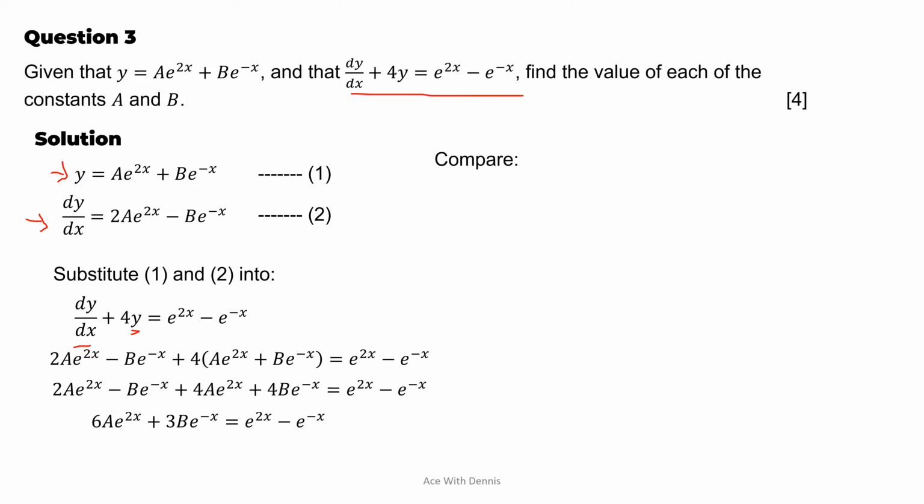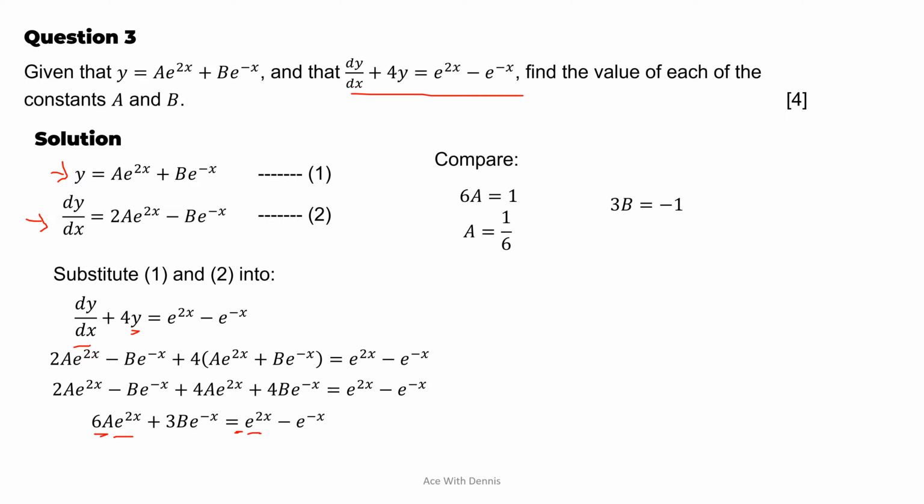So the next thing we do is we compare, right? The term with e^(2x), we compare with the term with e^(2x) on the right hand side. Okay, so from here, we can see that 6a equals 1 here, right? Therefore, a is 1 over 6.